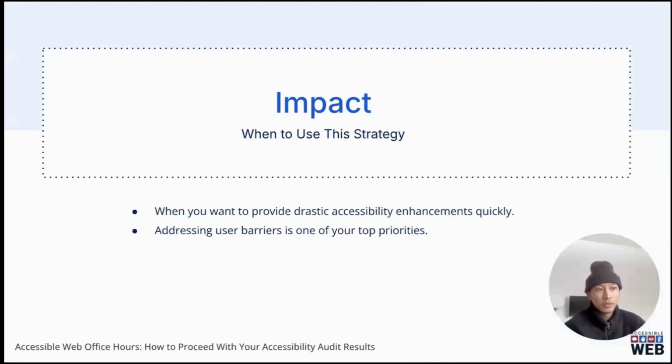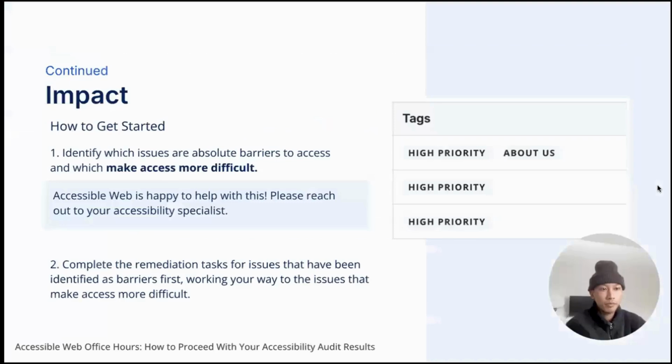Another strategy is to address remediation tasks in order of user impact. Some accessibility issues completely prevent access, while others make completing tasks or observing content more difficult but not impossible. To provide the most drastic enhancements to experience, the barriers should be addressed first. We want to identify which issues are absolute barriers to access and which make access more difficult. While we generally don't assign severity levels to each issue, as every failure can affect disabilities differently, our accessibility team can assist in identifying which success criteria present absolute barriers to accessibility and which issues make access more challenging.